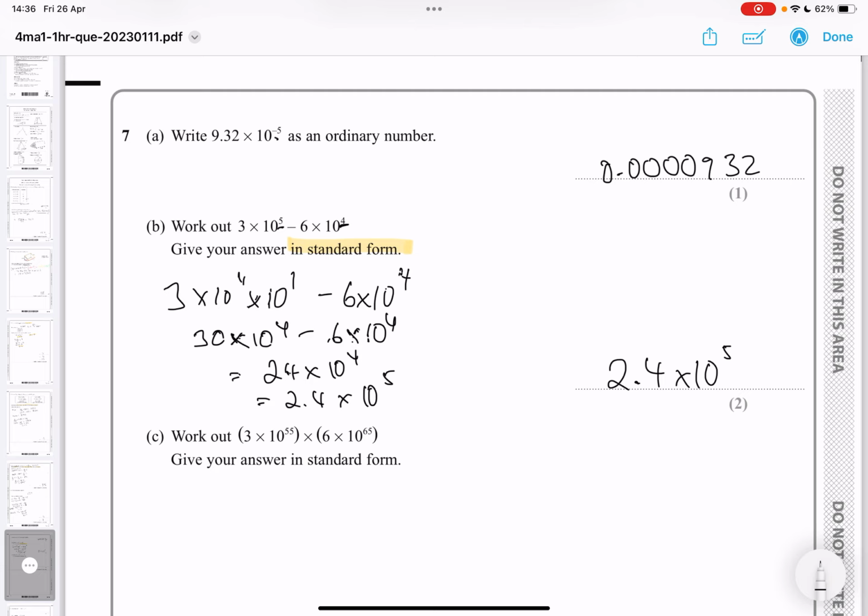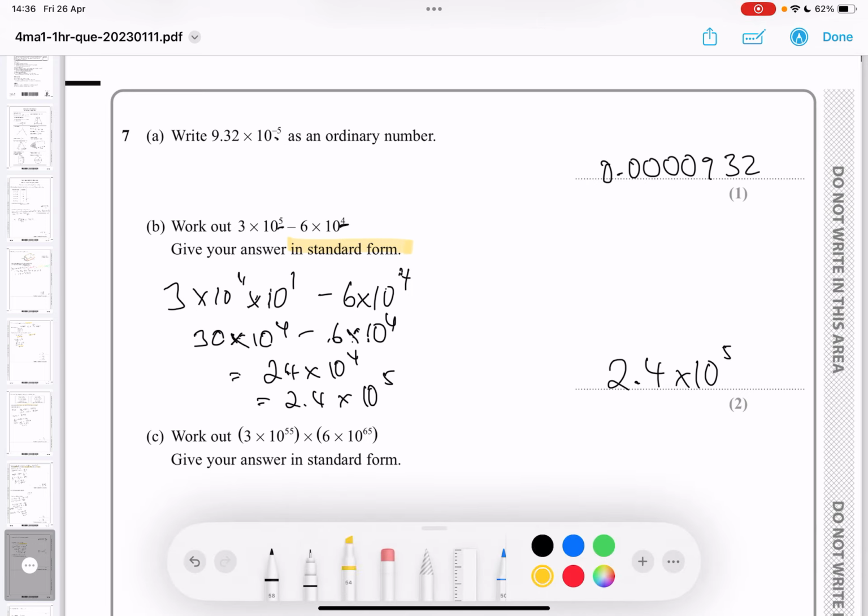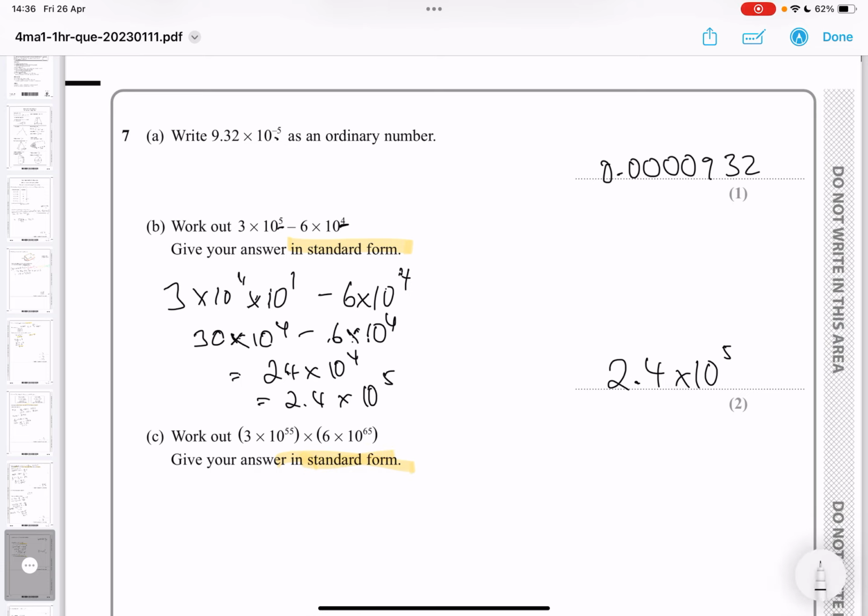Next question. Work out 3 times 10 to the 55 multiplied by 6 times 10 to the power 65. Again, give your answer in standard form. Okay? So, when we're multiplying numbers in standard form, you don't need to make sure that the powers are the same. It only applies to addition and subtraction. So here what we can do is just multiply 3 by 6, which is 18. And then when you multiply indices, you have to add them. Okay, so you have to add 55 with 65, which gives you an answer of 10 to the power of 120.